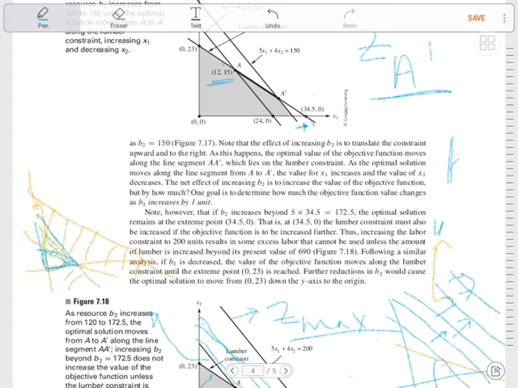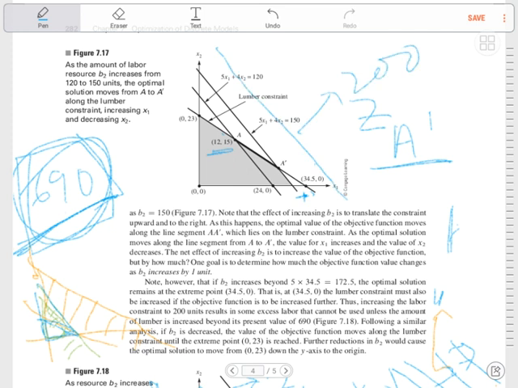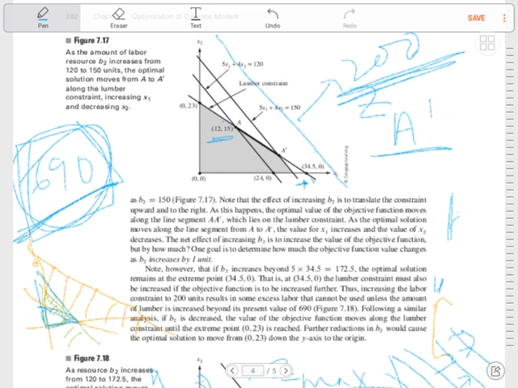And thus, increasing the labor constant to 200 units results in some excess labor that cannot be used unless the amount of lumber is increased beyond this present value of 690. So for the problem which we solved, the lumber resource available was 690. If you want to increase further, the lumber resource of 690 should be increased. Otherwise, you can take this labor to be say 200, but this 200 amount of labor will not be used. A part of it will be there for future use. So this is done.